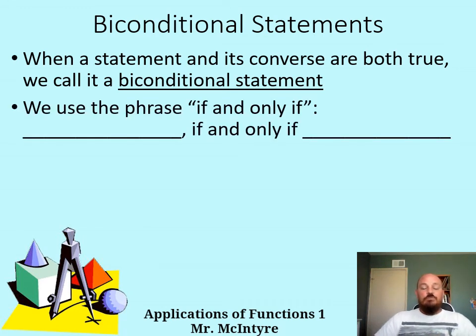Now, we use the phrase if and only if to show a biconditional statement. So if you want to write a biconditional statement, if you know that the original statement itself and the converse are both true, instead of saying if-then, you can say one of them, and then say those words, if and only if, the other one. And that means it's a biconditional statement.